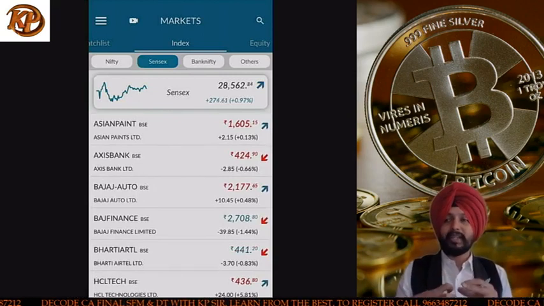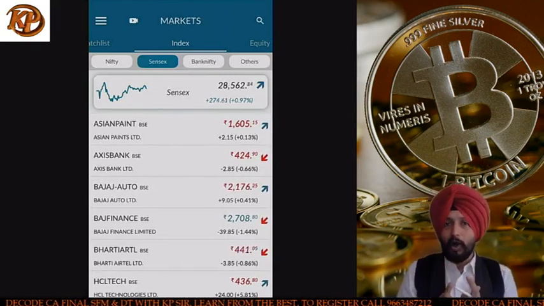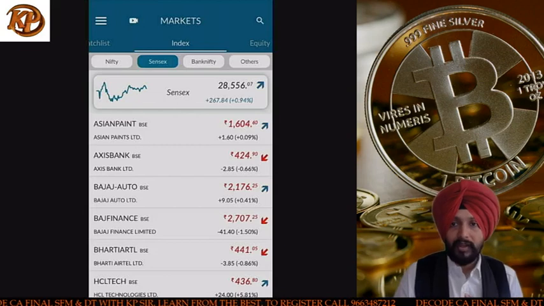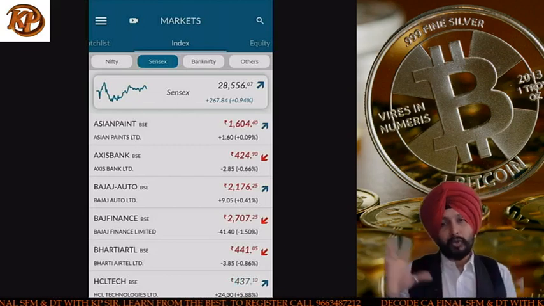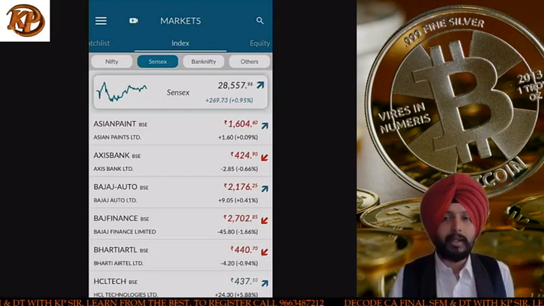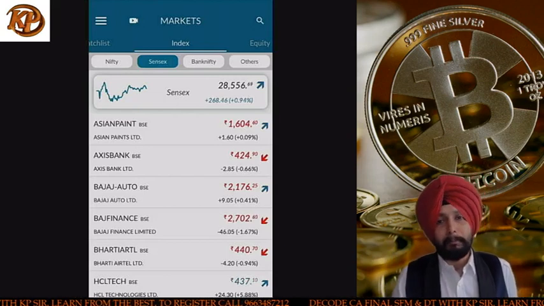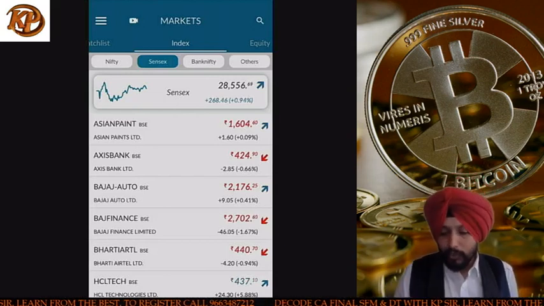So an index is basically a representation of how the overall market is performing today, and by looking at the index you get an overall idea whether the market is in a bull phase or in a bear phase. That is the idea you get.